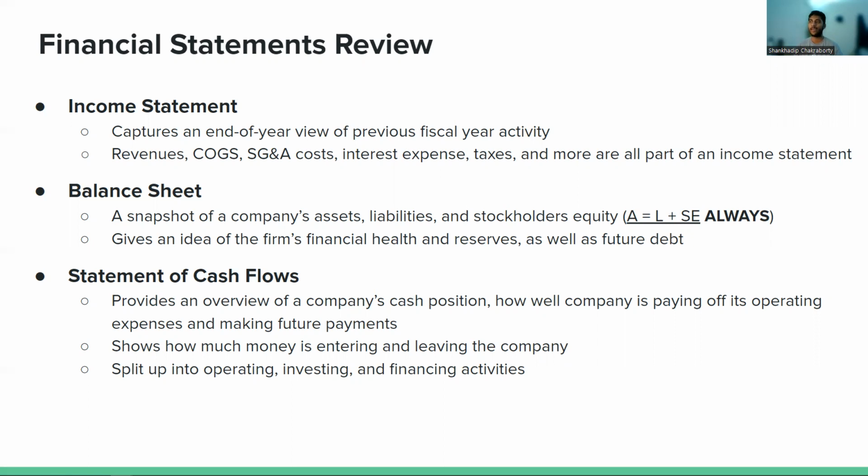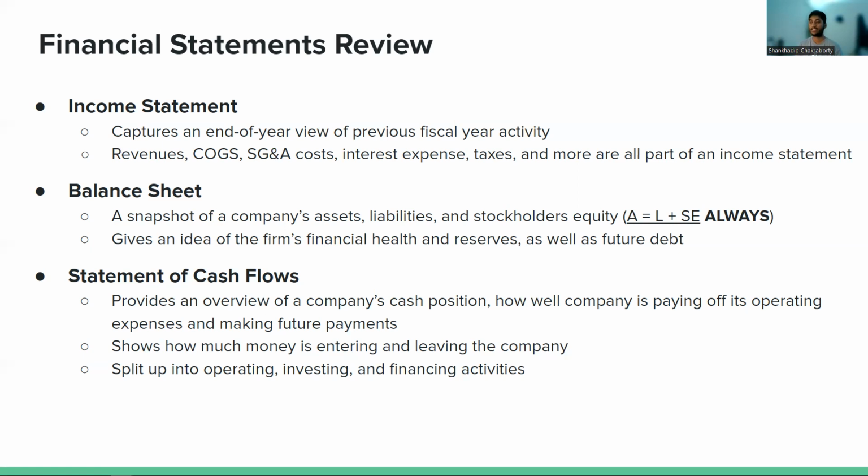Those last 2 are included within SG&A. So when you subtract SG&A, you get operating income, or EBIT, earnings before interest and taxes. Then you deduct interest expense from debt and taxes, and you get earnings, or net income. That's all part of the income statement.